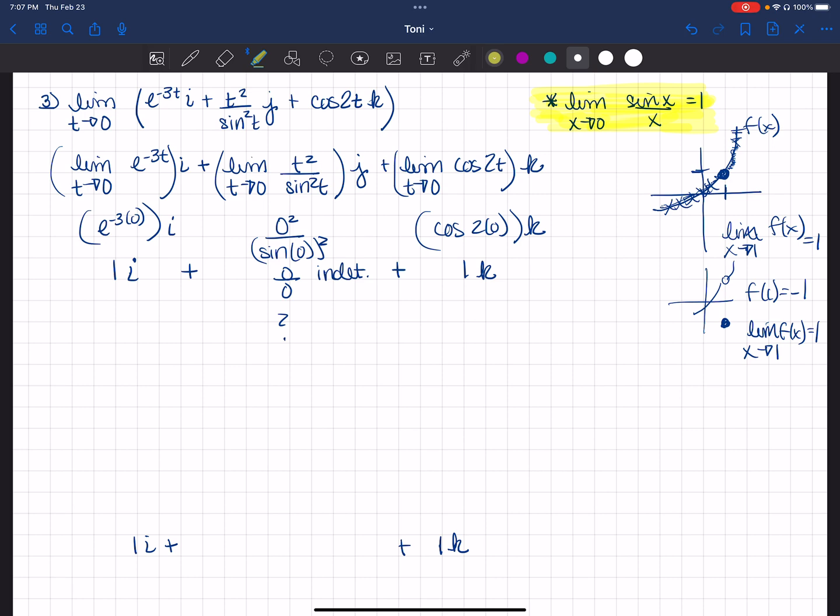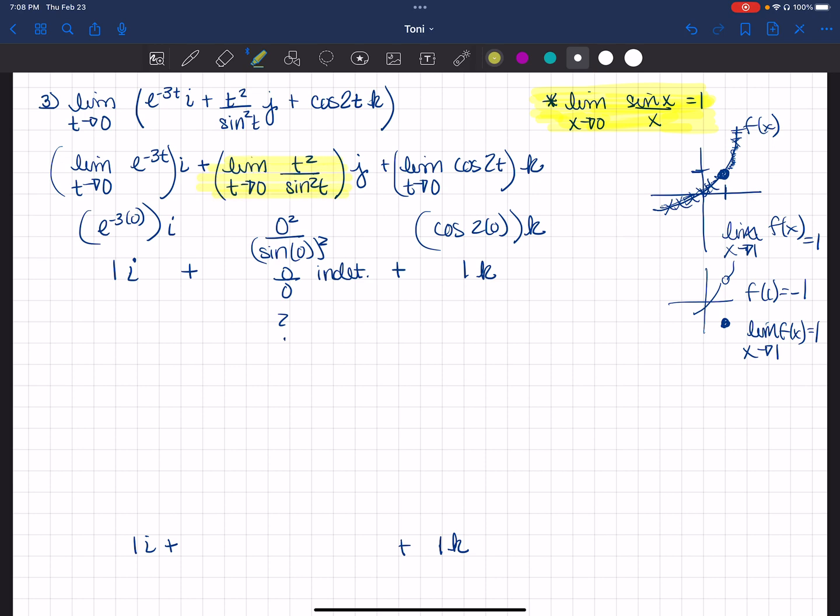And one special limit that we know is the limit as x approaches 0 of sine x over x equals 1. And we prove this by using what we call the squeeze theorem or the sandwich theorem. Usually you have to prove it in Calculus 1, but people just wind up memorizing it. And so we're going to use it for this middle part right here.